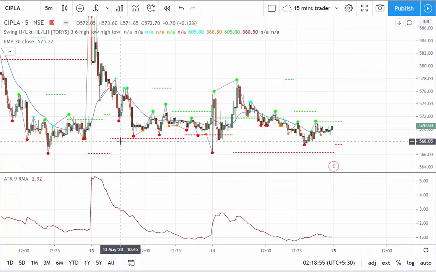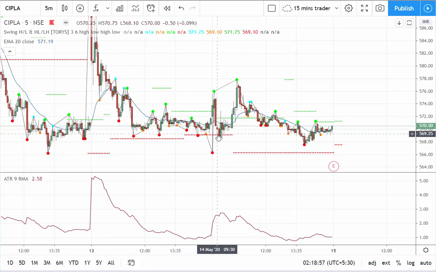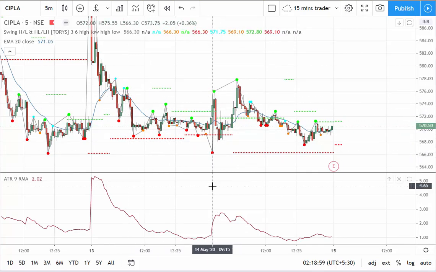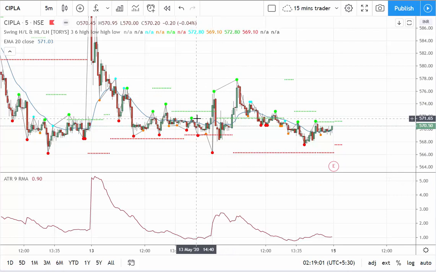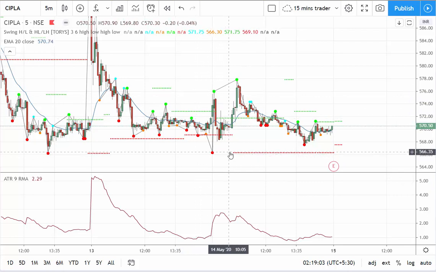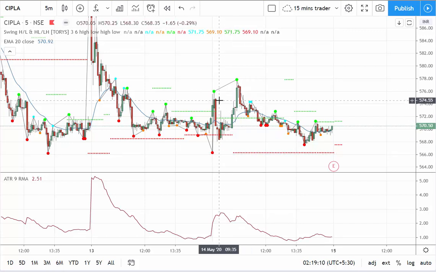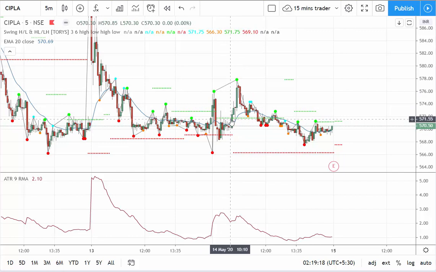So you can just see Cipla moving down. There has been a breakout in the opening. You can see the stop loss taken out. So the stop loss is at 566. There's a breakout with this consolidation and this breakout. I should have bought it at 572. The first profit would have been booked at 576.